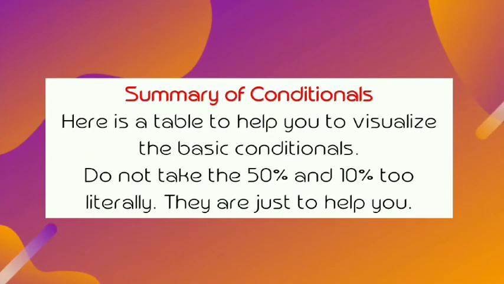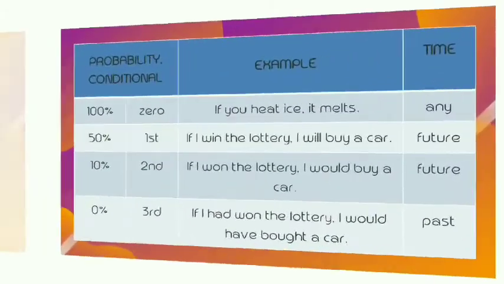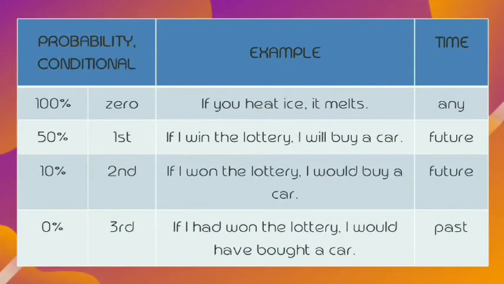Summary of conditionals. Here is a table to help you to visualize the basic conditionals. Do not take the 50% or 10% too literally. They are just to help you. Again, we have the probability of the conditional. 100% for zero conditional, meaning it will happen 100%. Example, if you hit ice, it melts.